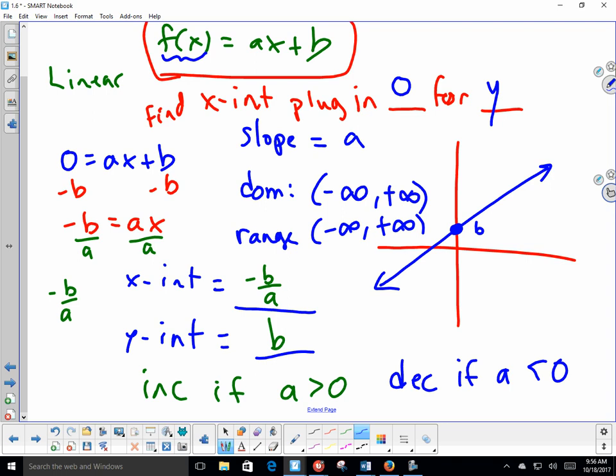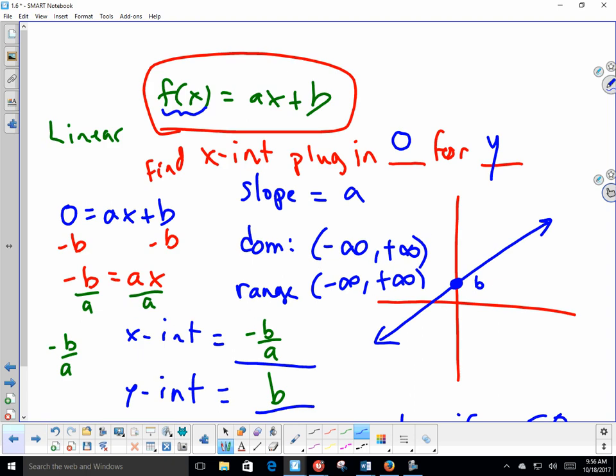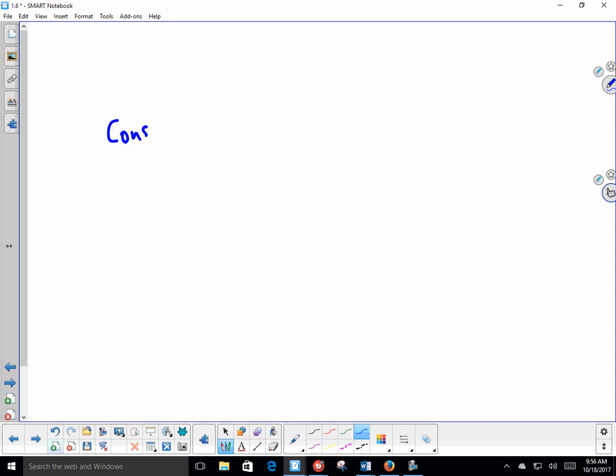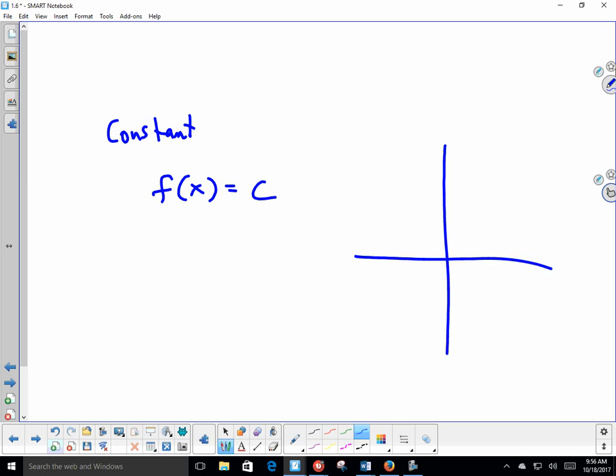Constant function, right? So let's move on. We'll do that one, and then I'm going to leave the rest for you to do as part of your homework. So let's do the constant function, then we're moving on. So the constant function is just f of x equaling some constant c. What's the domain for this? Well, first of all, what's the graph look like for a constant function?